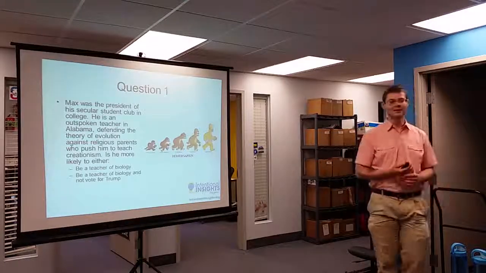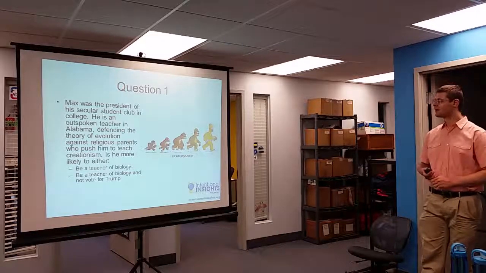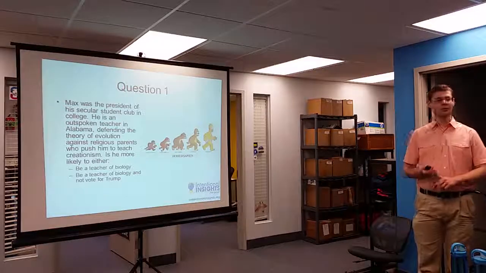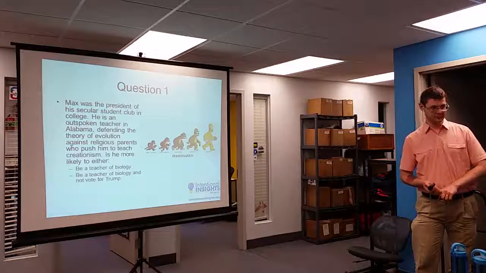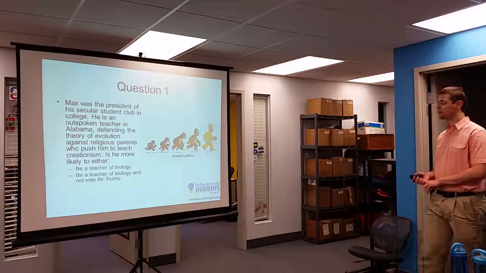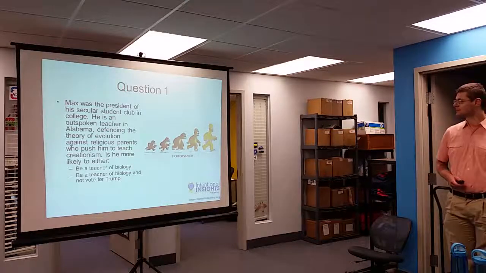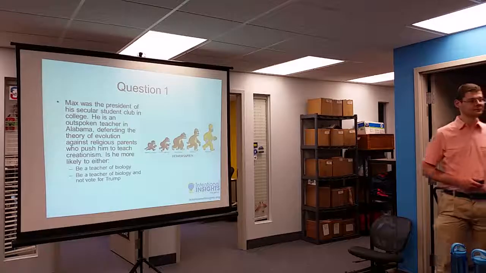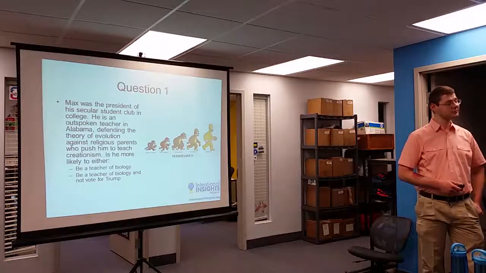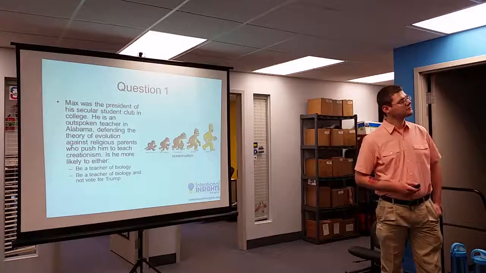First question. Max was the president of a secular student club in college. He's an outspoken teacher in Alabama, defending the theory of evolution against religious parents who push him to teach creationism. Is he more likely to be a teacher of biology, or a teacher of biology who does not vote for Trump? So which of these things is he likely to be? Write down the answer. Five seconds left.